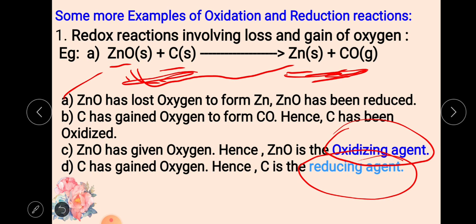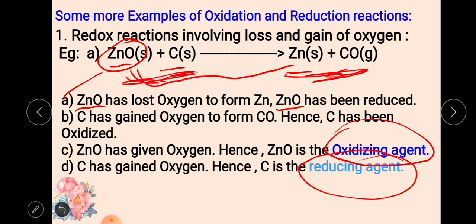Zinc oxide is reducing because oxygen is removed. Removal of oxygen is nothing but reduction. So zinc oxide has lost oxygen to form zinc metal. Hence ZnO has been reduced. Which is reduced here? Zinc oxide is reduced. Why is it reduced? Because it has lost oxygen. Then which is oxidized?